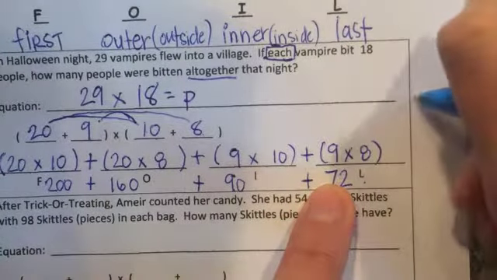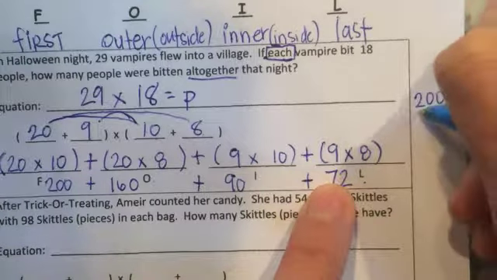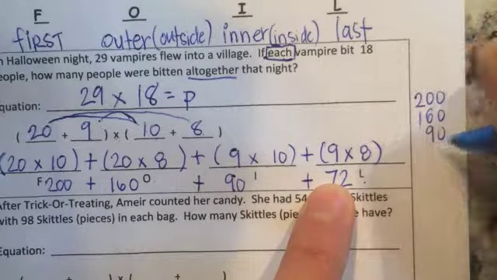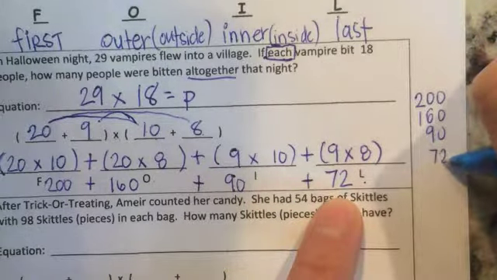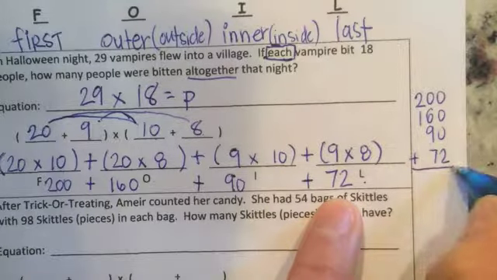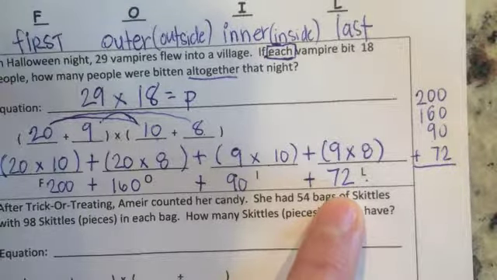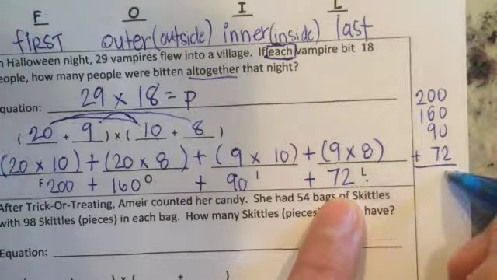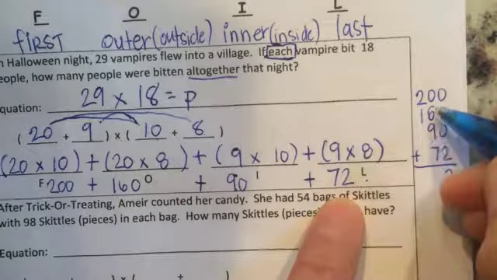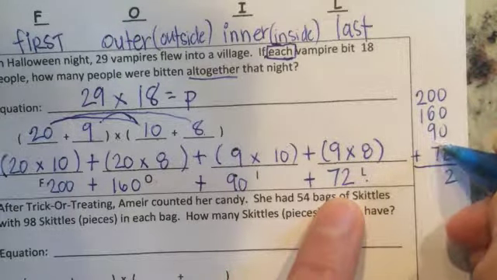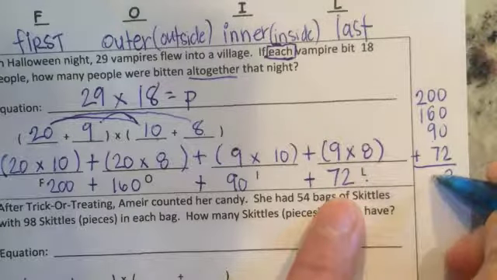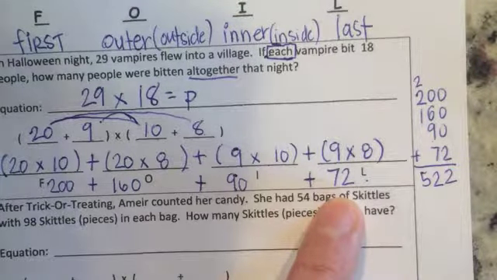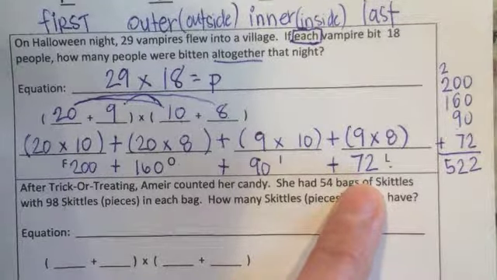Now over here to the side, I'm going to add them all up. So I've got 200 plus 160 plus 90. Make sure your 9 goes in your tens place. And 72, same thing for that. Make sure your 7 is in your tens place. Now I can just add all these numbers up. So go ahead and take a minute and add all these numbers up, and we'll see if we get the same answer. 522 is what I got. Hopefully that's what you got too.